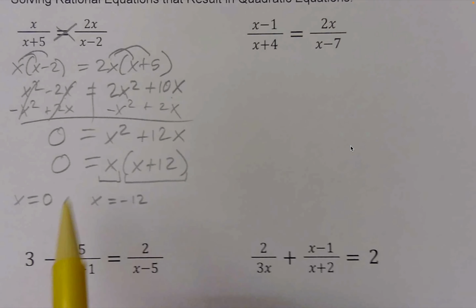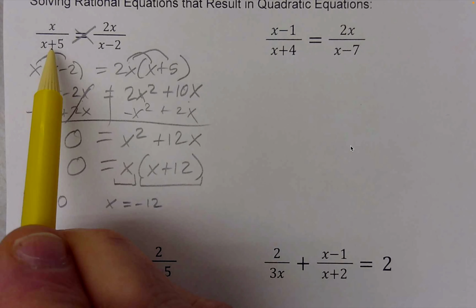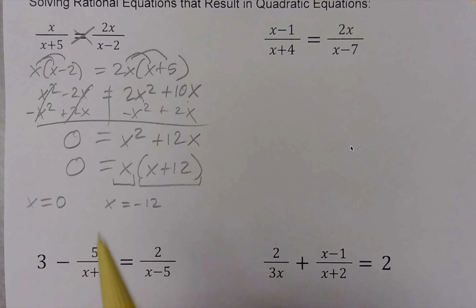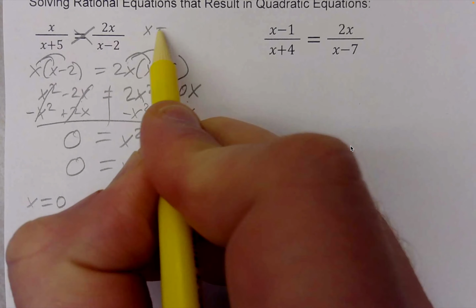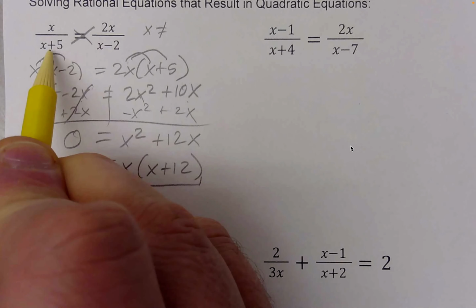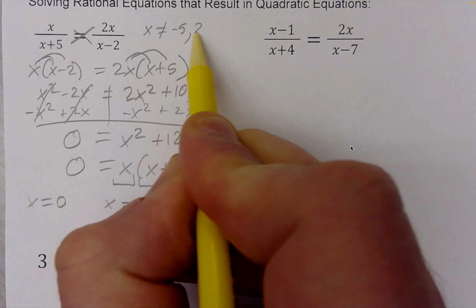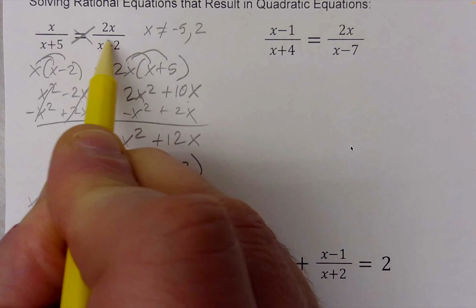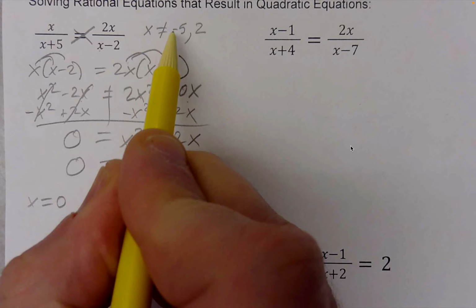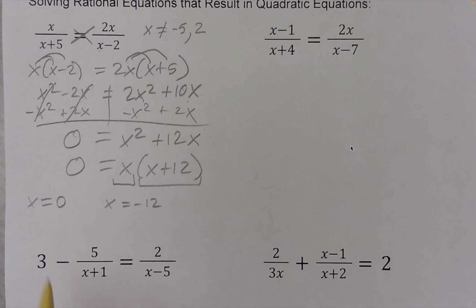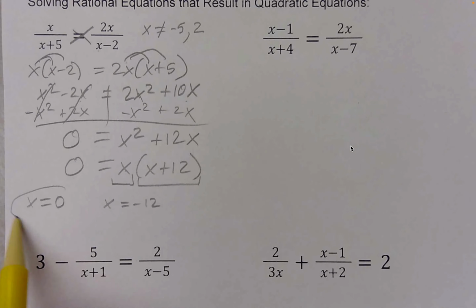Okay, and then you do want to check for extraneous solutions. We're good here. One way to check for extraneous solutions is to think about what x can't equal. It can't be negative 5, and it can't be positive 2. Because if this were 2, this would be 0, and you can't divide by 0. If this were negative 5, negative 5 plus 5 is 0. Can't work. But I didn't get either of those, so I'm good. Those are my two answers.